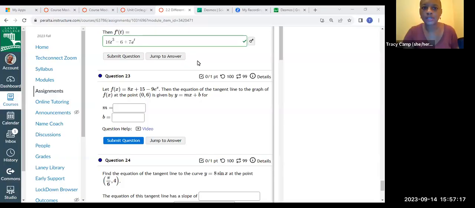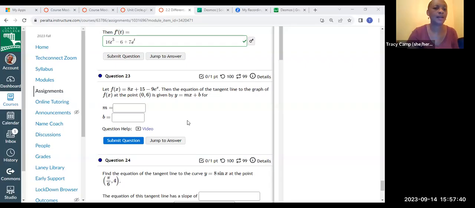This is section 2.2, number 23. It gives us this function and it wants us to say what the m and the b are in the equation of the tangent line at the point (0, 6).